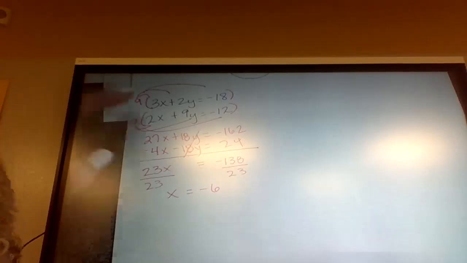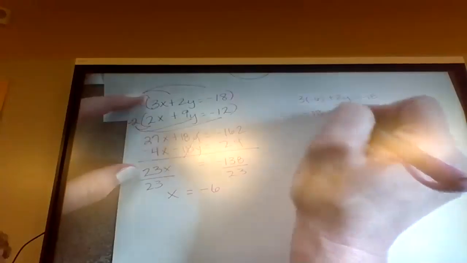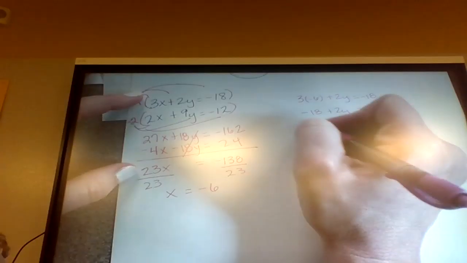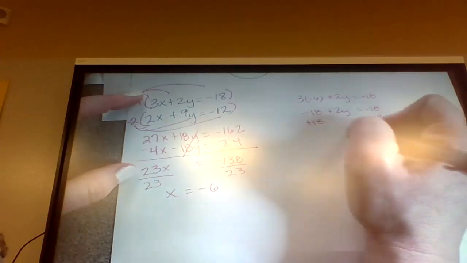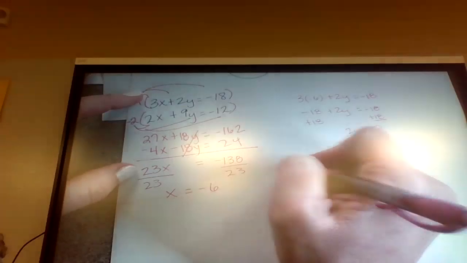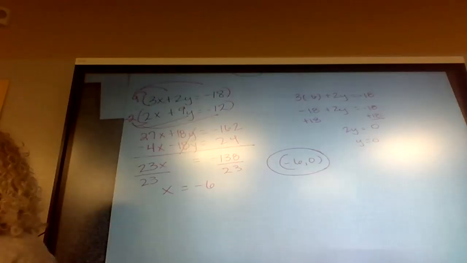All right, and what do I do with that? Plug it in, okay? So it's a negative 18 plus 2y equals negative 18. Ooh, this is easy because when I add 18, what happens? Cancels out. So that means y is 0. So my answer is negative 6, 0.